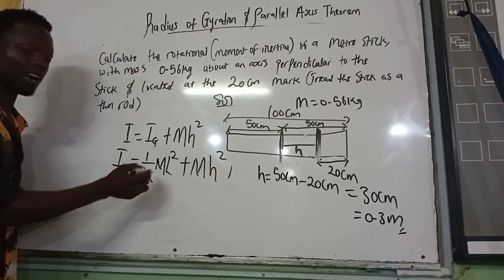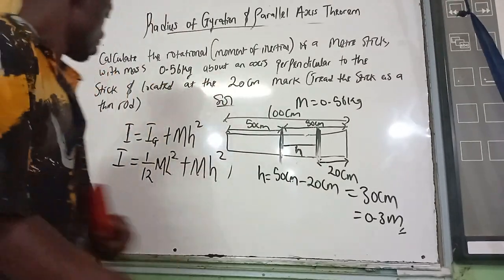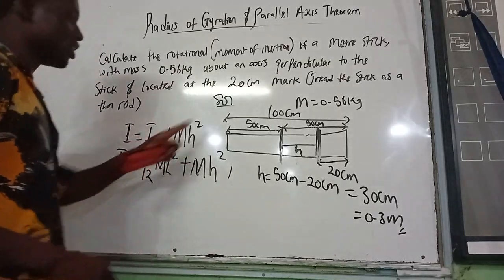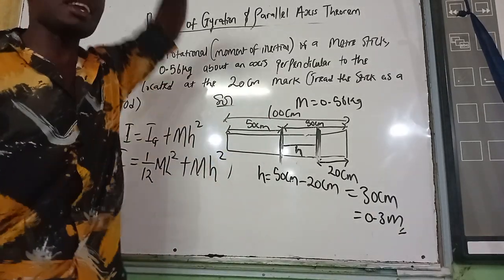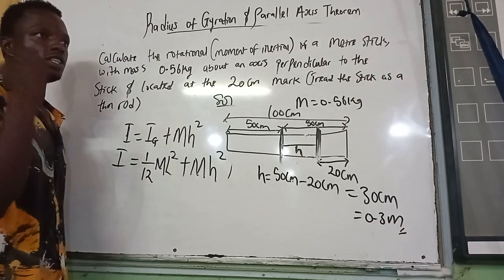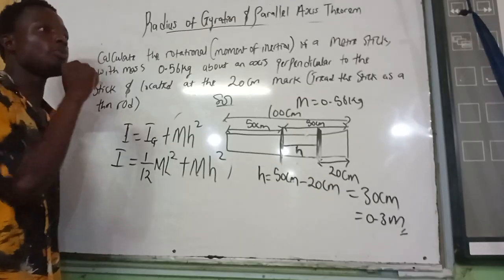So these two can never be equal except if there is no shift. This Ig cannot be equal to this. It can only be equal if the new axis is still at that same point, which is at the center. But it can no longer be equal because the moment of inertia is going to increase because you've shifted the axis. So this is the increase. I hope you get that.